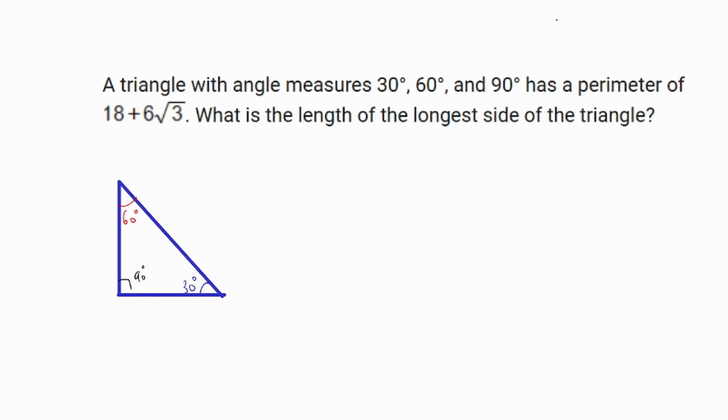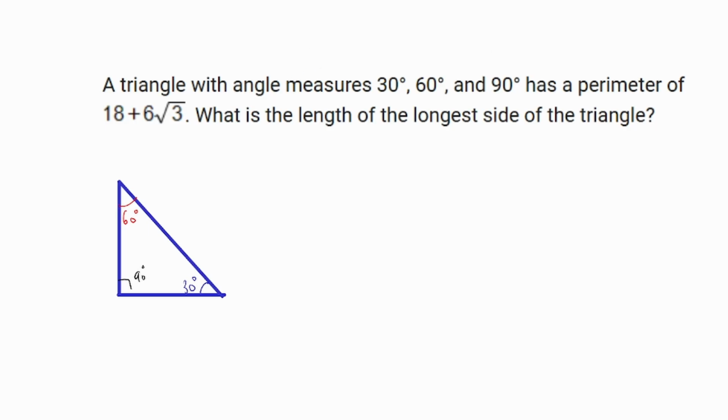So here we have a little bit of a challenging SAT question, and the question states: a triangle with angle measures 30 degrees, 60 degrees, and 90 degrees has a perimeter of 18 plus 6 root 3. What is the length of the longest side of the triangle?